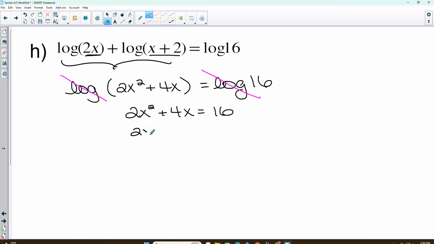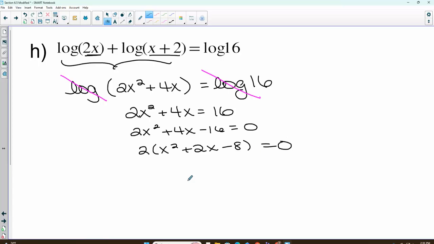Okay. All right, are you guys okay with this so far? So I multiplied those. Now we have a log on each side so we can drop it. What should I take out of that? All right, multiply to -8 and add to +2. So x is -4 and 2.